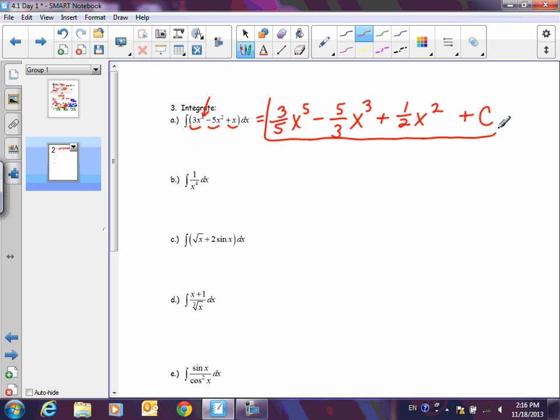Because before I move on, yeah, don't forget that plus c. Before I move on, I am going to take the derivative of my answer. And if I don't get this whole polynomial, I messed up and I got to try again.